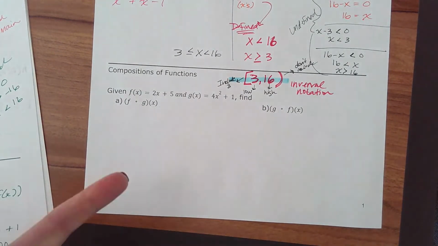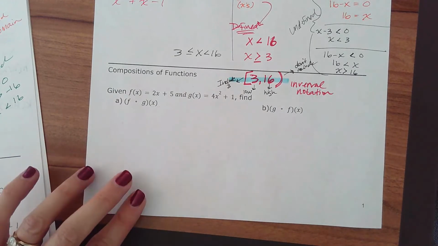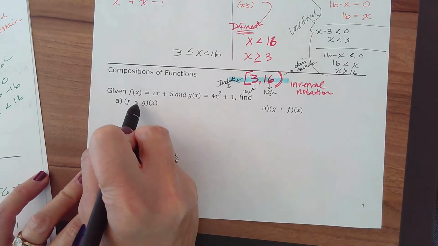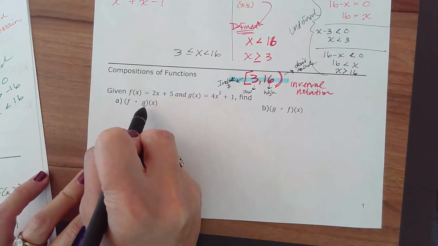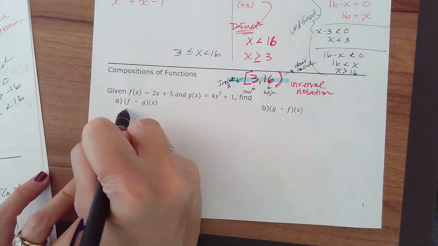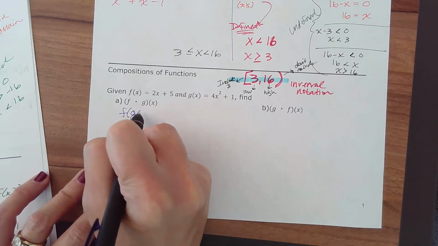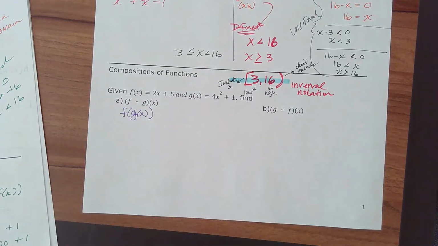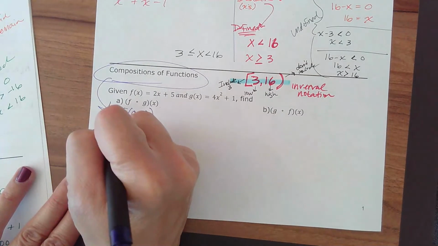So hopefully you've done this in Algebra 2. I'm not 100% sure, but I think you have. What this means is f, and this little dot means of, f of g of x. We'll also see it written like this. This is generally how I write it, f of g of x. It means the same thing. It means a composition of functions.